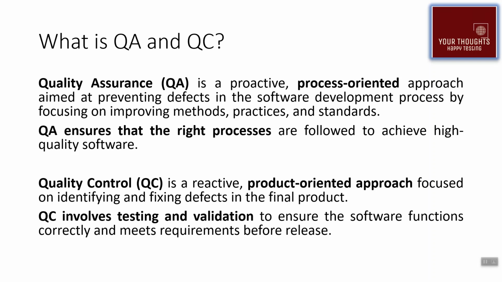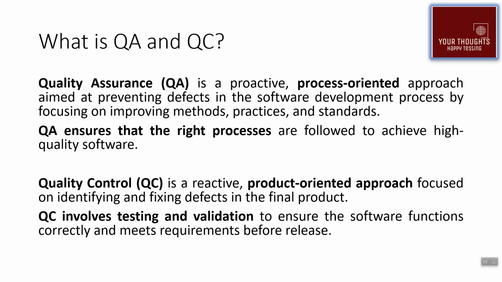In software quality assurance, we are normally crafting the standards and processes. And in quality control, we execute those things at the application level, which is in our hand for testing. So this is the main difference: quality assurance is process oriented and quality control is product oriented.